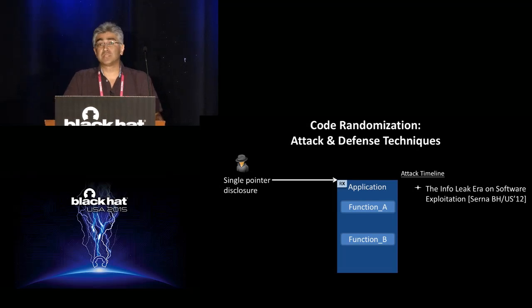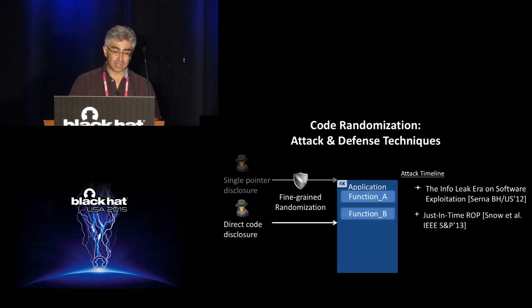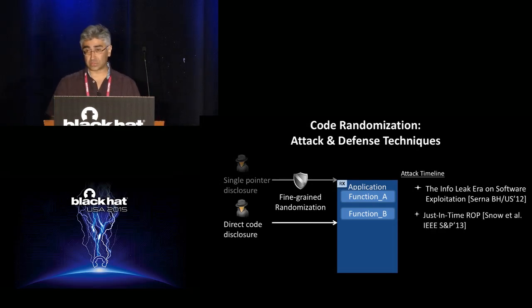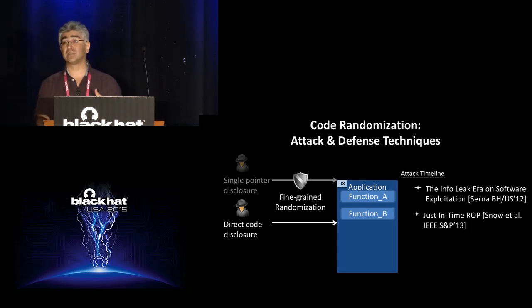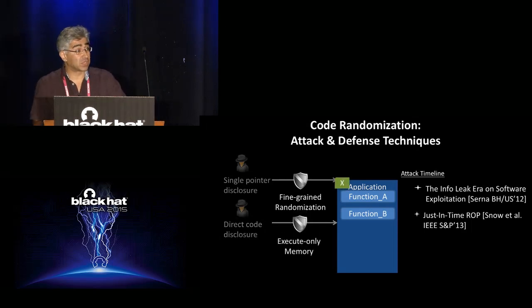A single pointer disclosure can simply bypass ASLR, conventional ASLR, where you just have a random offset. Then we have fine-grained randomization. That one was bypassed by JITROP. Then we have direct code disclosure, which is actually what JITROP is exploiting. We call it direct code disclosure because if you have a pointer, you have direct access to the whole code page. So how can we prevent the adversary from doing that?